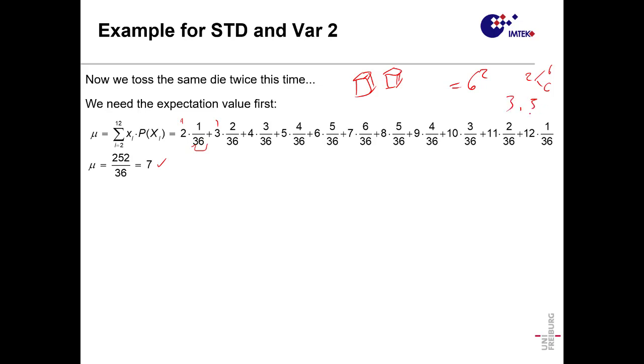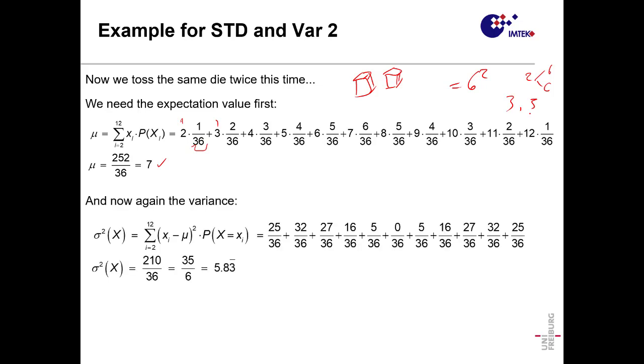Okay, makes sense. You expect that if you throw the die 1 time, the expected value is 3.5. If you throw it 2 times, yeah, it should be 7, right? At least it makes sense. What happens with the variance?